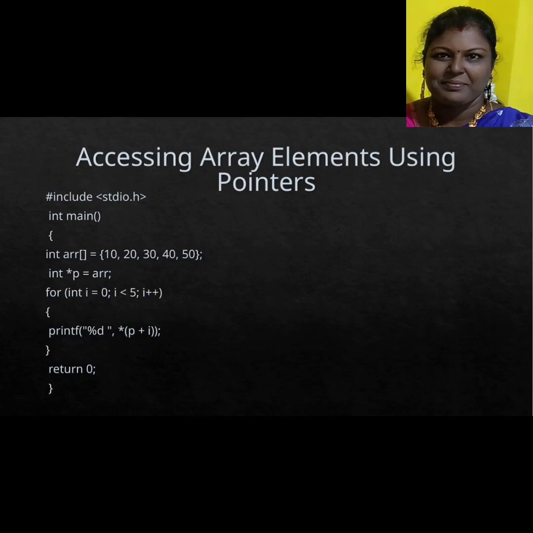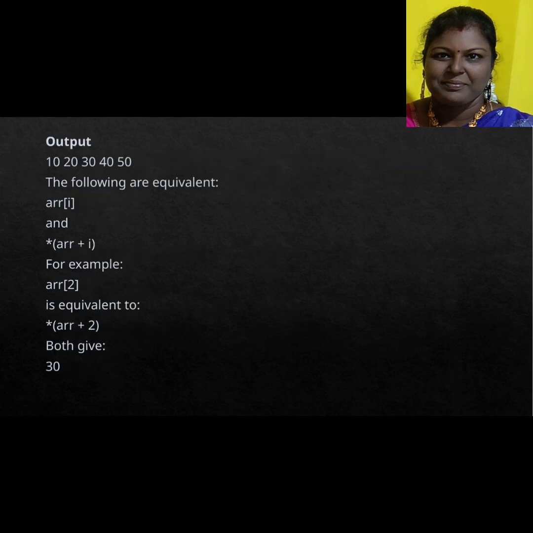When we access an array element using arr with square brackets, like arr[i], it's actually the same as using pointer arithmetic, *(arr + i). So arr[2] and *(arr + 2) both point to the same value. In this example, that value is 30. This equivalence shows how arrays and pointers are closely connected in how they work under the hood. It's a simple but powerful idea to keep in mind.